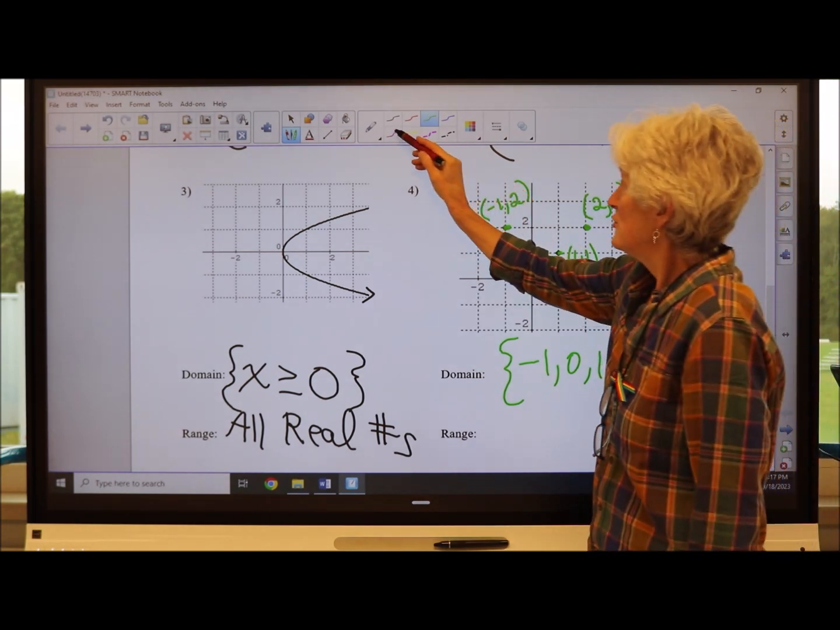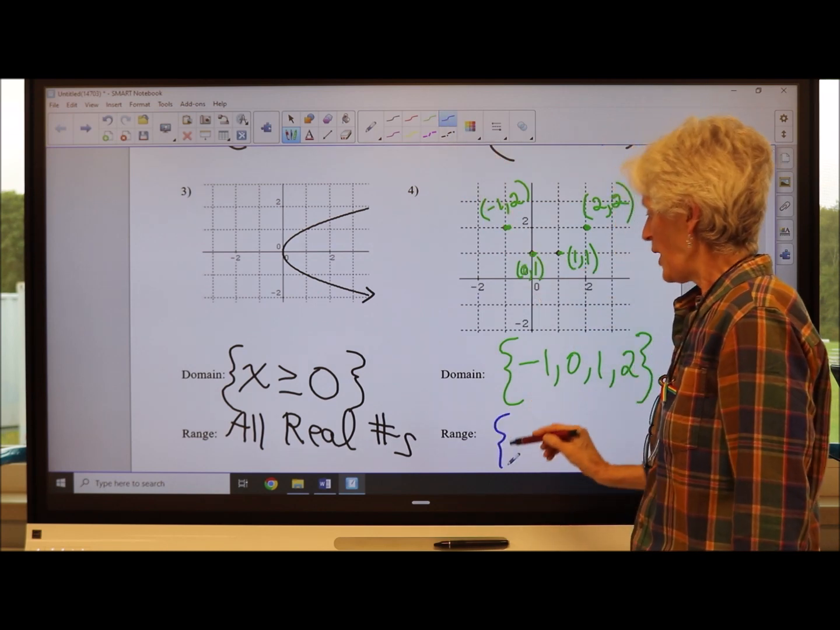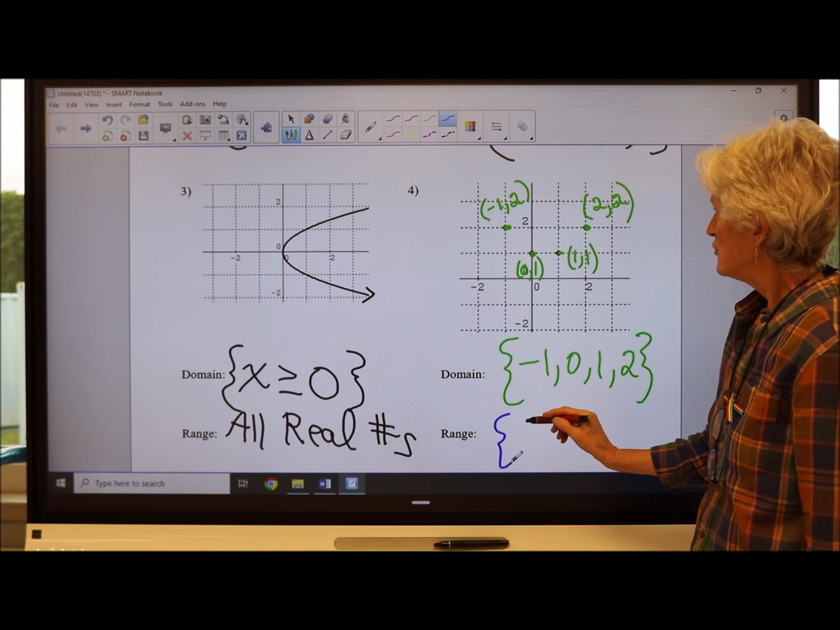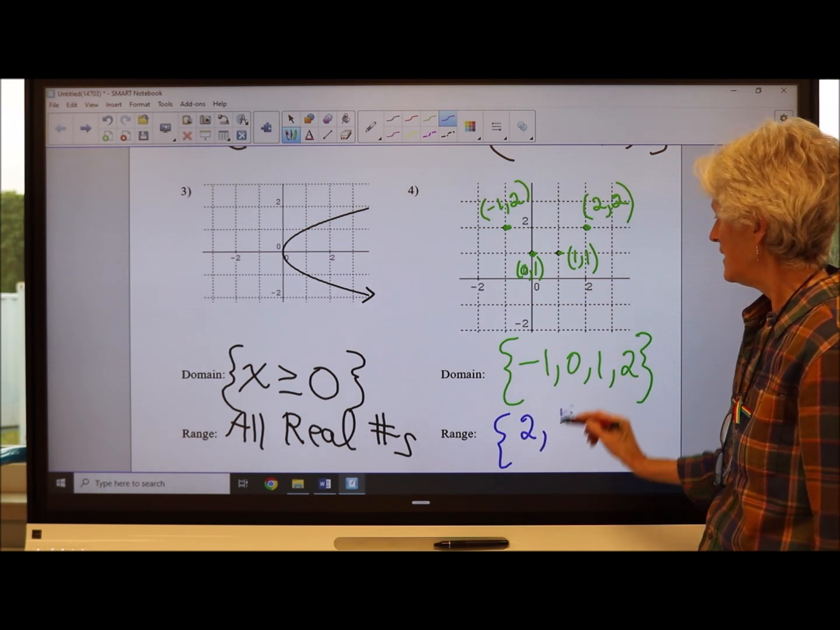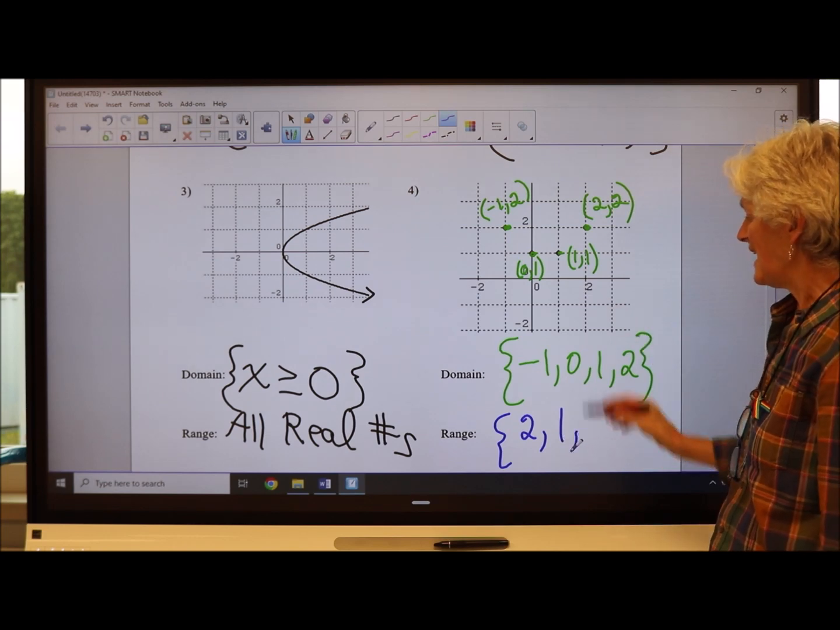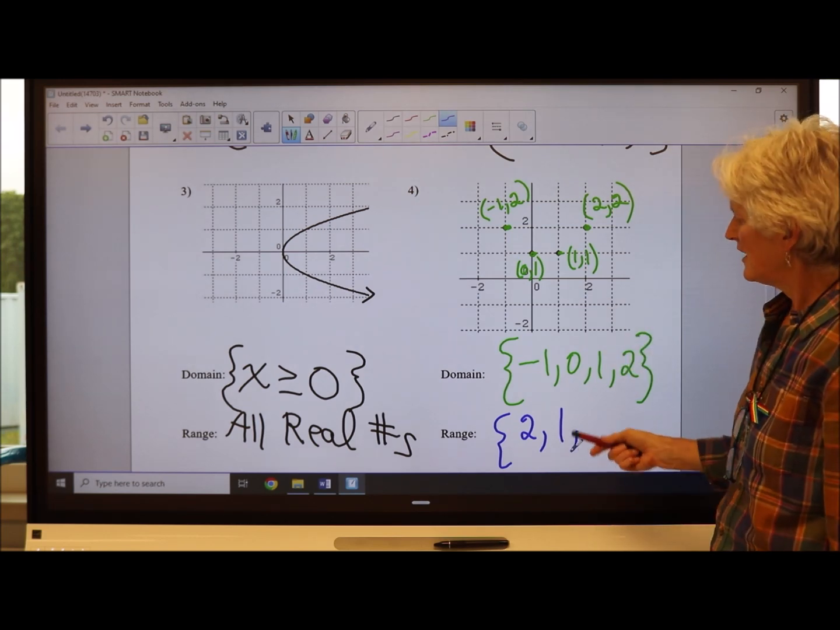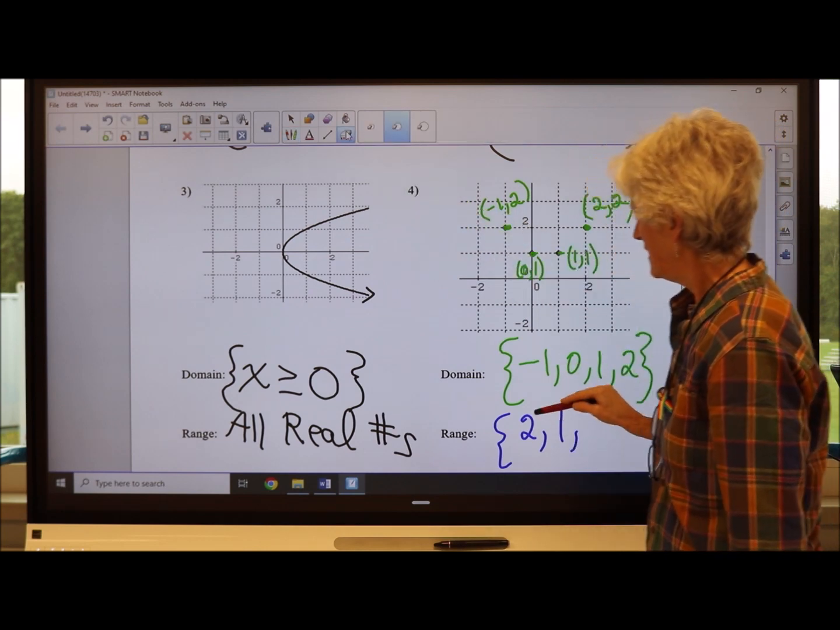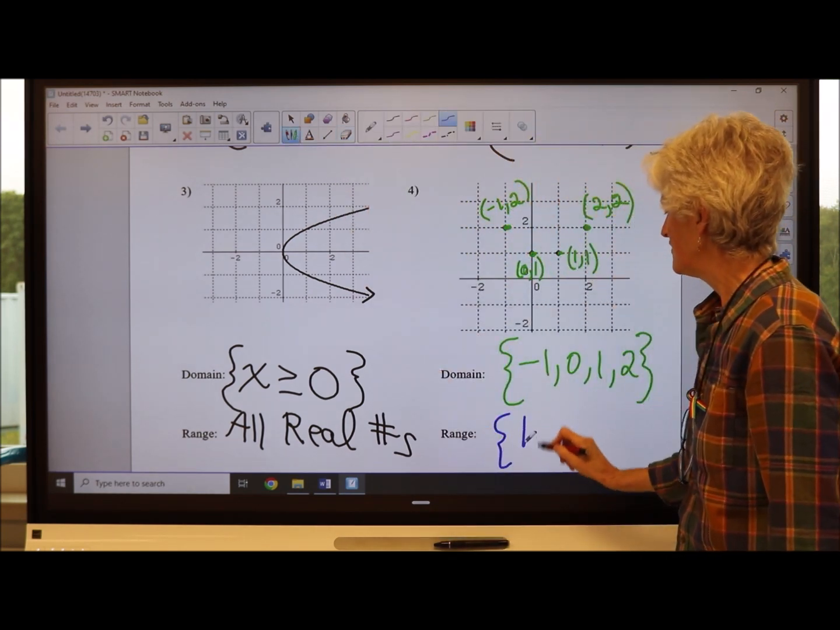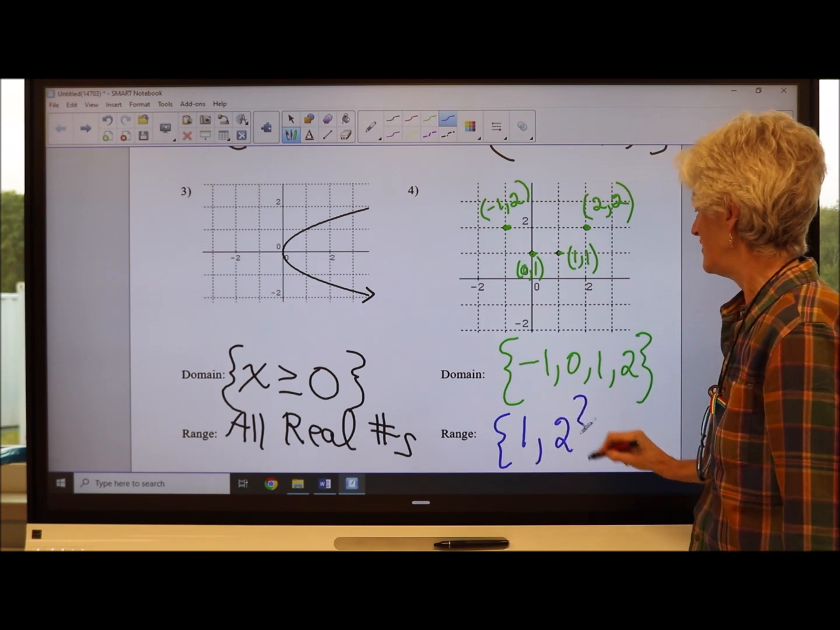And the range here, well, the range is my y values, so it's just a list of all the y values. 2, 1. 1 again, I don't have to list 1 again, and 2 again, I don't have to list 2 again. It's a little funny to say 2 and then 1, I could, but I'm just going to write them in order. 1 is in the range and 2 is in the range.